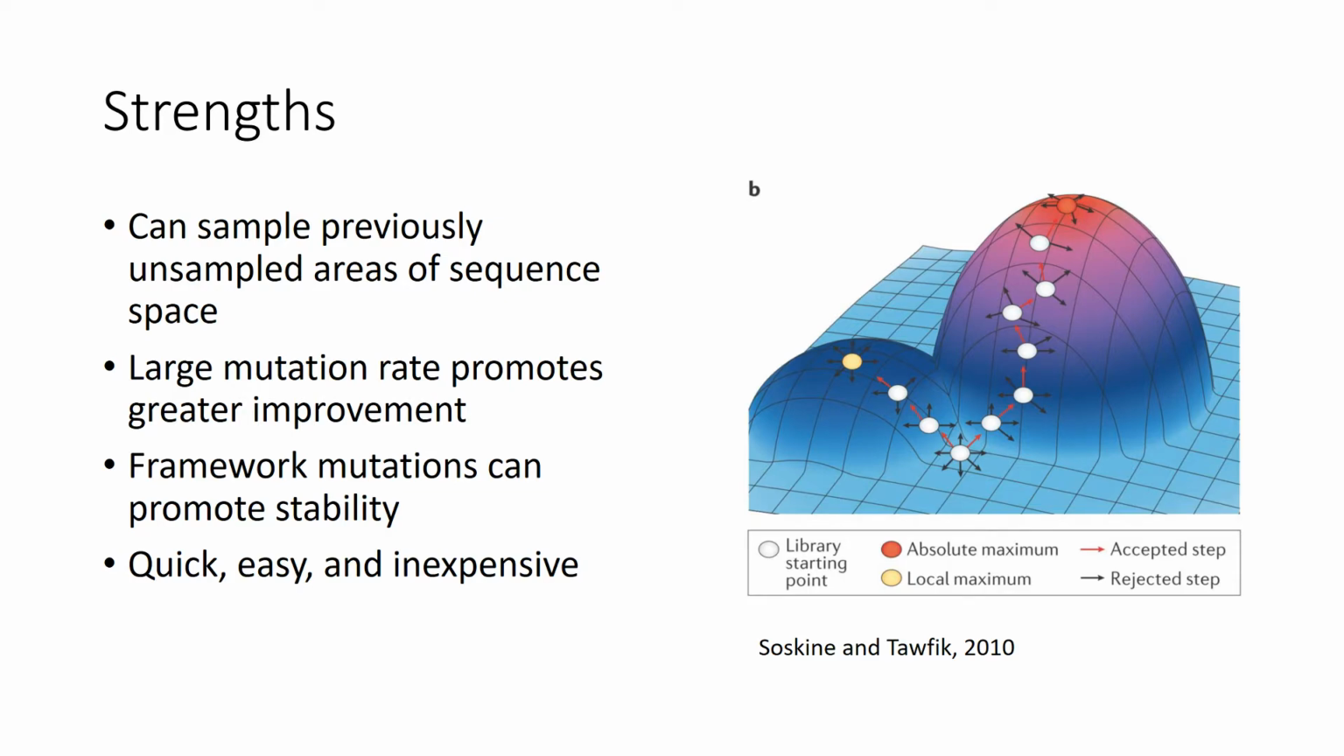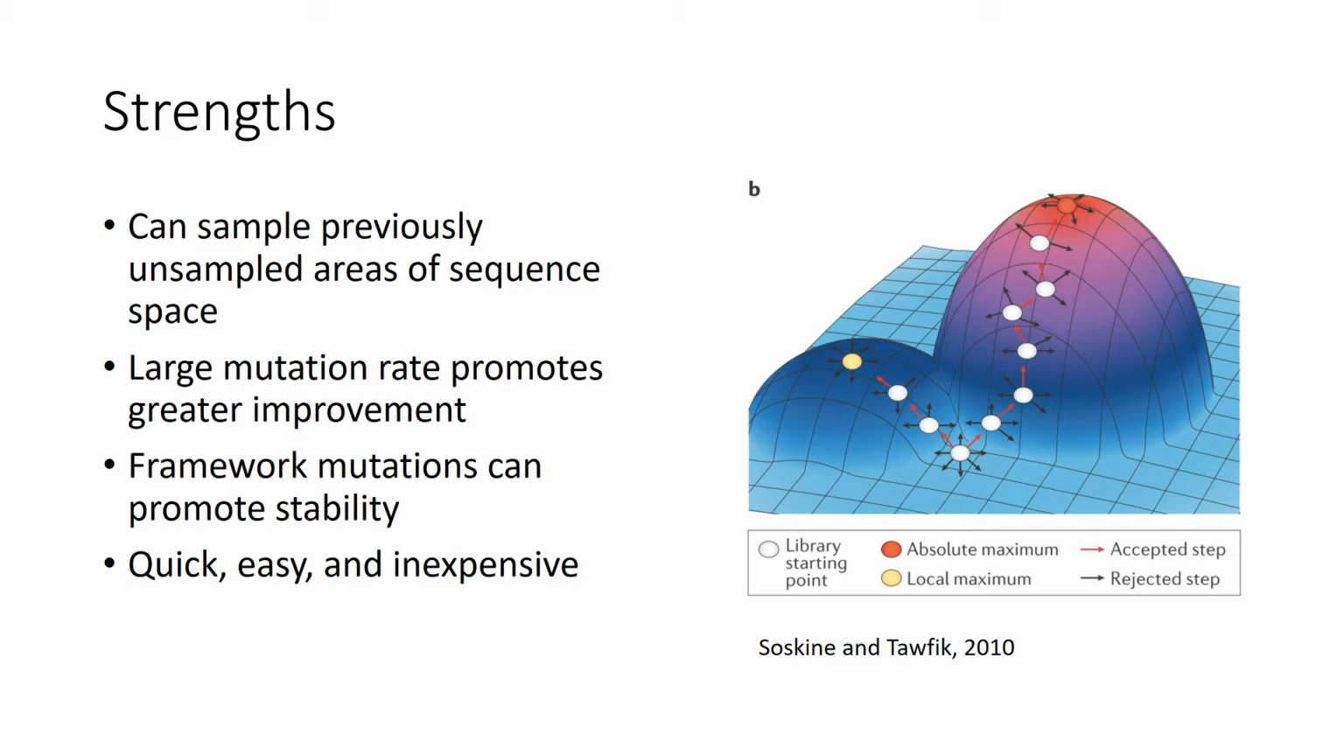Error-prone PCR provides a shotgun approach that can access previously unsampled areas of sequence space in wild-type proteins or escape libraries trapped in a local maximum of binding affinity, as shown to the right. Effectively, it can jump from dot to dot to provide a more favorable starting location for screening.